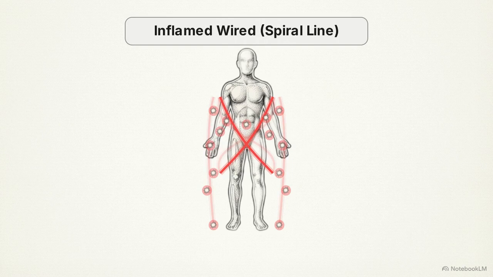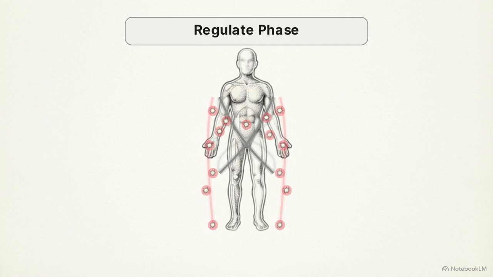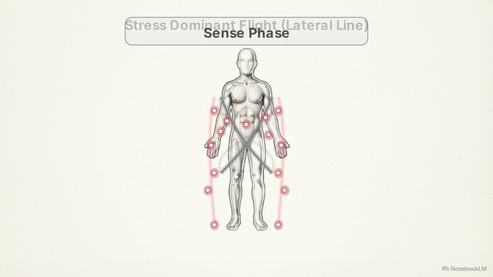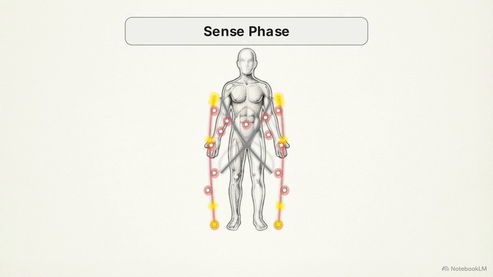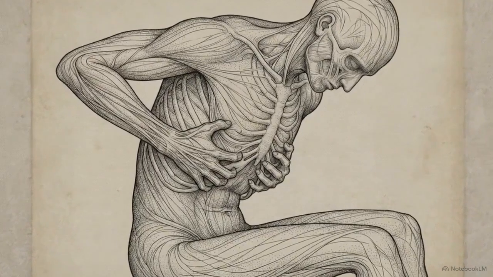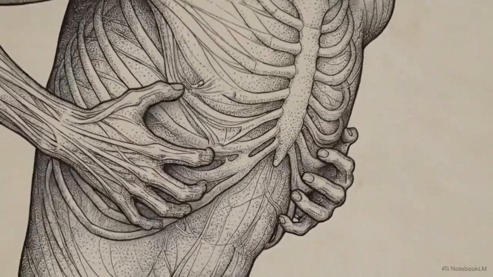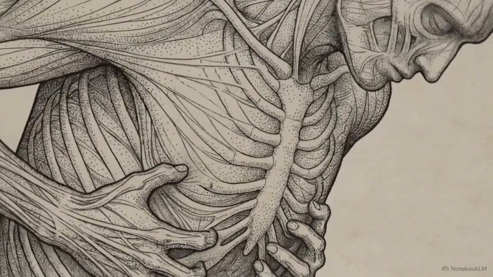The intervention happens in the regulate phase by reducing physical load, introducing grounding fats, and mechanically decompressing the twisting tissue. Conversely, if the state is stress-dominant flight, the lateral line takes priority. The sense phase requires an infusion of electrolytes, fast carbohydrates, and targeted rib expansion to release the sides of the torso. Treating acute anxiety and physical stress requires decompressing the wrapping connective tissues that are physically suffocating the nervous system.